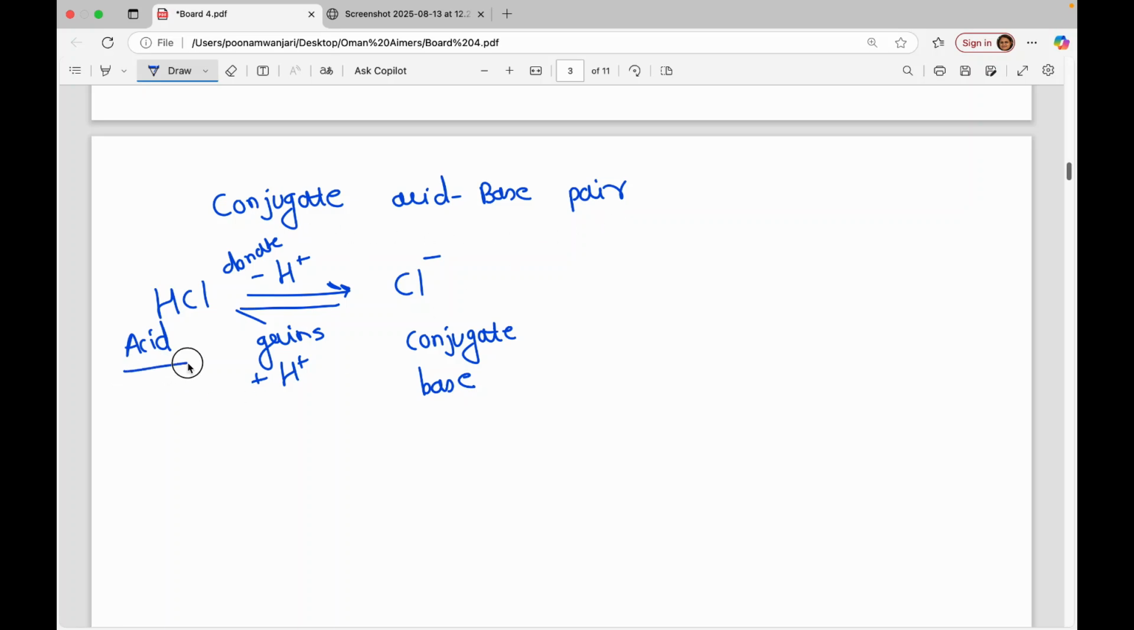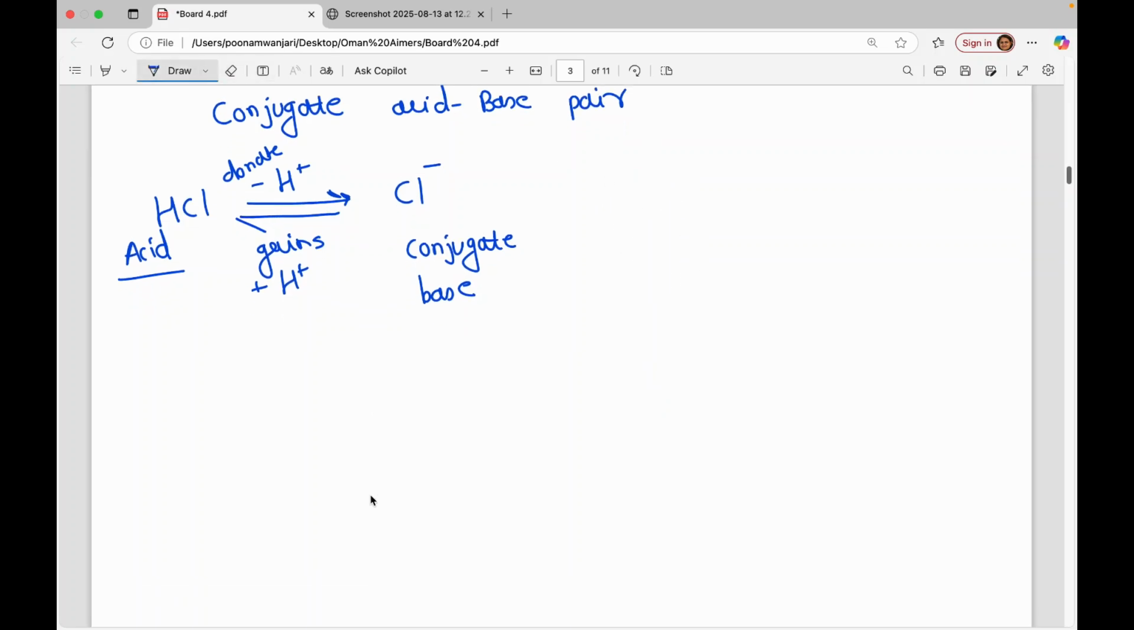When acid is there, acid donates H+ and forms conjugate base. Why do we call it conjugate base? Because that base is again able to gain a proton to get back that acid. See, let us take one more example, so that together we can discuss how conjugate acid base formation happens.